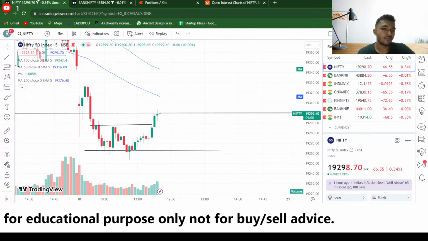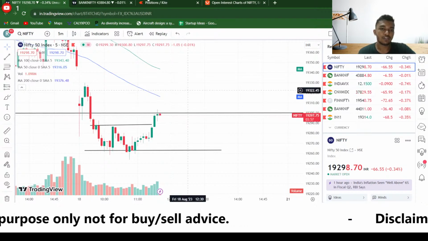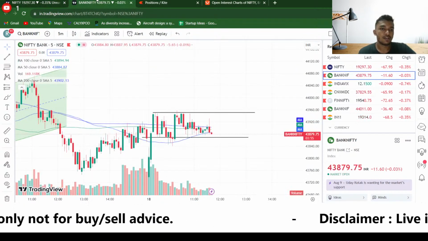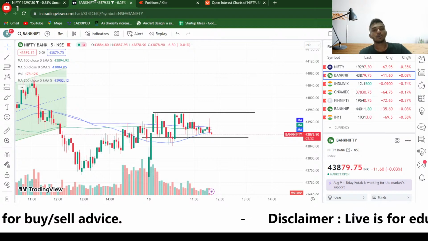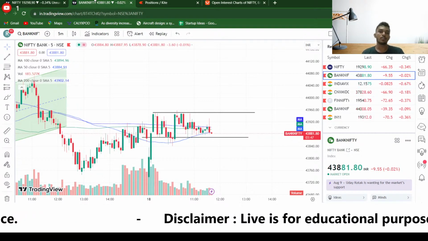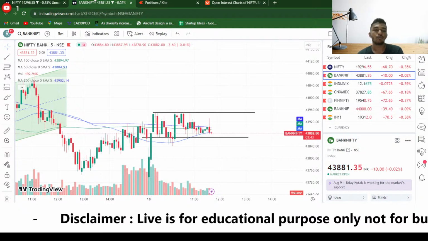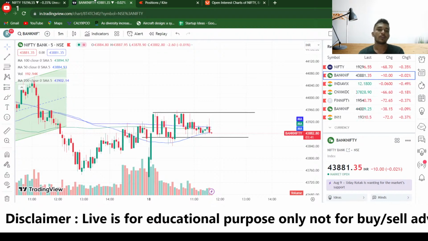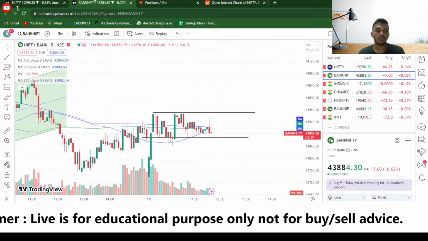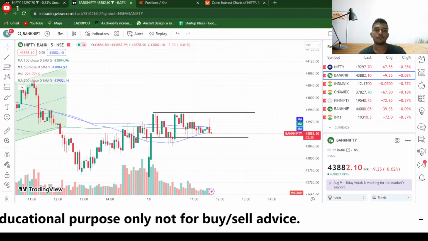Nifty is not falling as much as Bank Nifty. Bank is falling quite a lot, and it is still in the range, trying to remain in the range. So the range for Bank Nifty is from 43,950 to 43,850. You can also make this range in your trading setup if you want to.